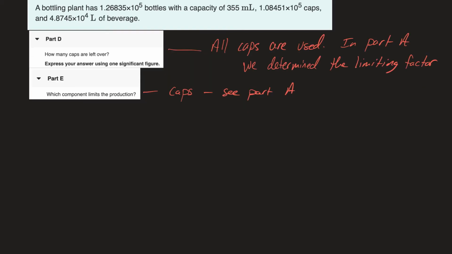And then the last part, well, if you were able to get parts A and B, or at least part A, then you already figured out D and E, assuming you got part A correct. In part A, we determined the limiting factor was the caps, right? That's how we determined how many bottles and capped bottles we could fill. And then part E says which one limits the production.